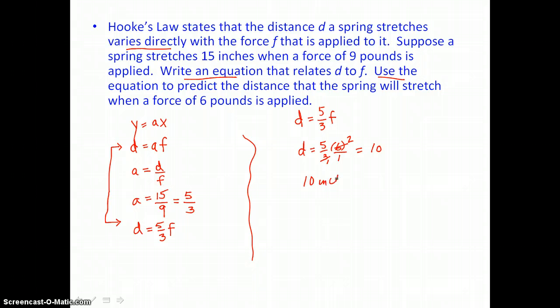In direct variation, the variables vary directly or the same. As one variable increases, the other variable increases. If that variable decreases, the other variable decreases. So in this problem, the force went down from 9 pounds to 6 pounds. We would expect the stretch to go down also, and it did, from 15 inches to 10 inches. So the variables are varying directly or the same in direct variation.